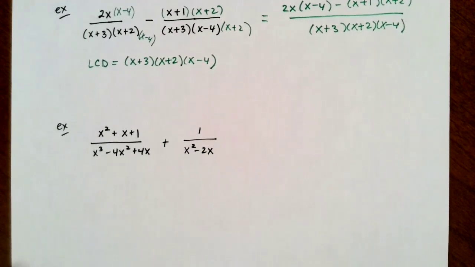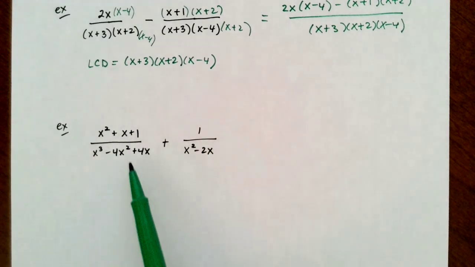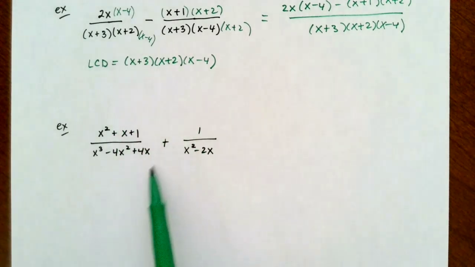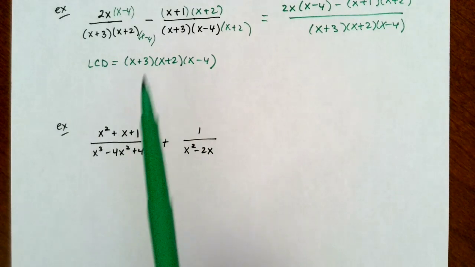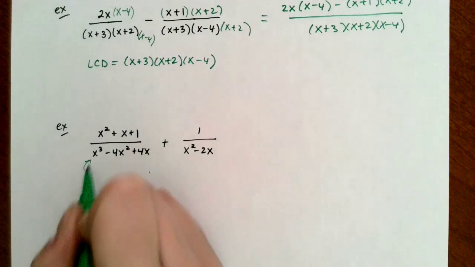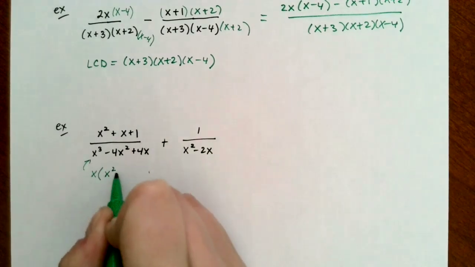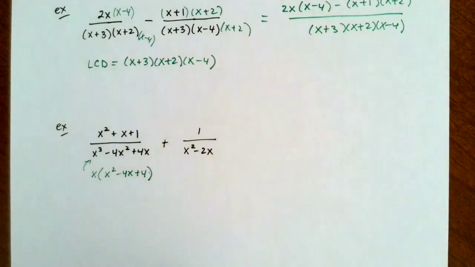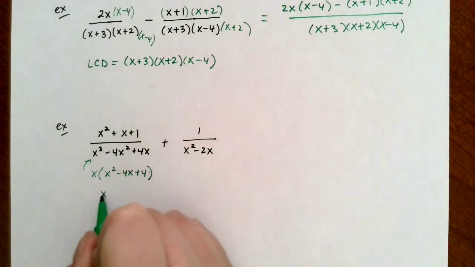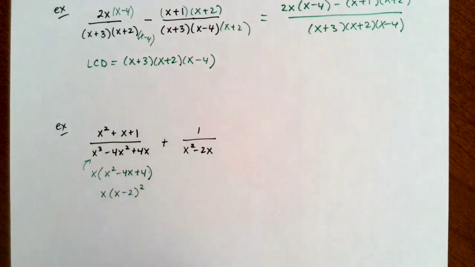This is my last example here. This one is extra annoying because these denominators are not already factored the way that these were. And we really need to see them factored to know what the LCD would be. Like, we have no idea what needs to be multiplied to anything. So my first step before I do anything is going to be to just factor each denominator. So for this one here, I can take an x out. And then x squared minus 4x plus 4 is (x minus 2)(x minus 2), which I can write as (x minus 2) squared.